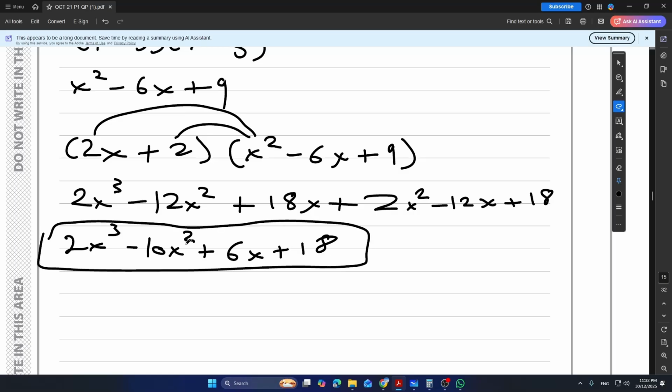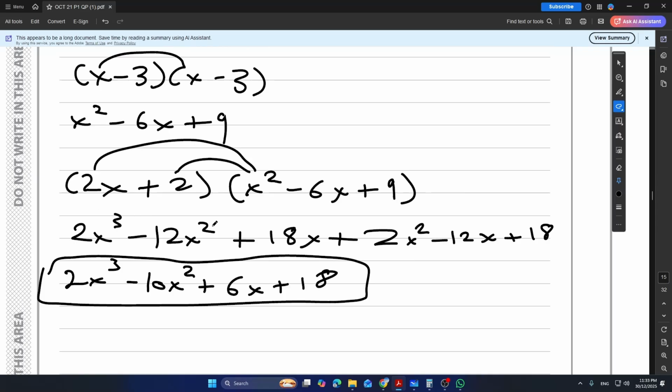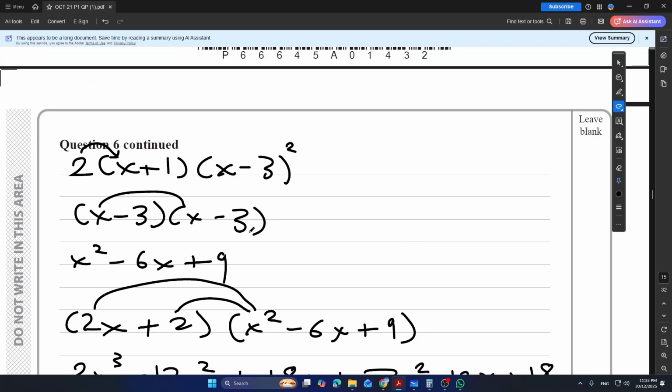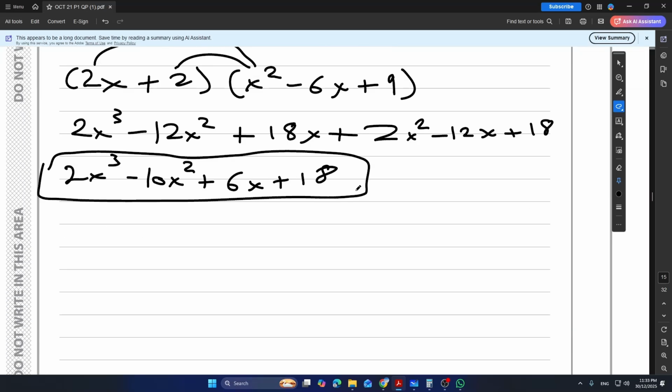So this is our answer, fully expanded. Expansion is very easy. Just do the thing, you know. This is called the FOIL method. It's very simple to expand. Okay, so this is the expanded version.